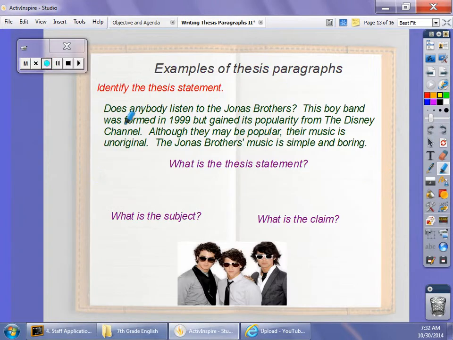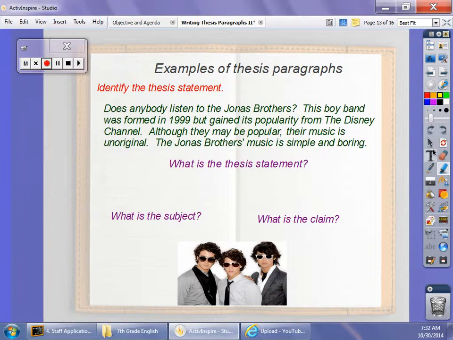So, here's the thesis paragraph. The Jonas Brothers, does anybody listen to the Jonas Brothers? This boy band was formed in 1999 but gained its popularity from the Disney Channel. Although they may be popular, their music is unoriginal. The Jonas Brothers' music is simple and boring.